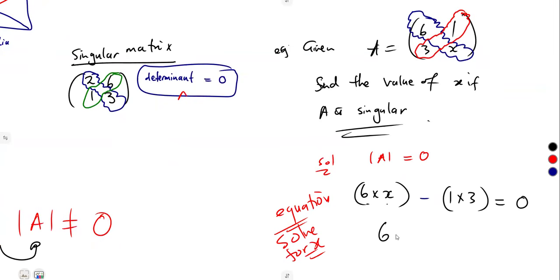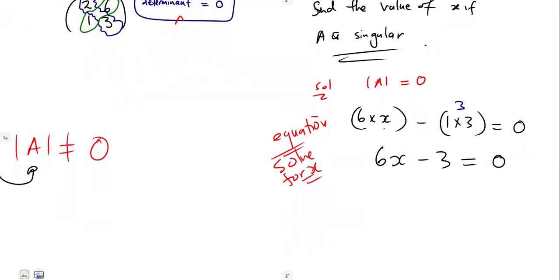6 times x, that is 6x, minus 1 times 3, which is 3, but there is a negative, so it's just going to be negative 3, and that's equal to 0. This equation that you have formed is a linear equation. Check the playlist of equations. The highest power on x is 1, so it's a linear equation. You simply need to take the minus 3 to the other side of the equation. It is going to be a positive 3, since it was a negative. Divide by 6.